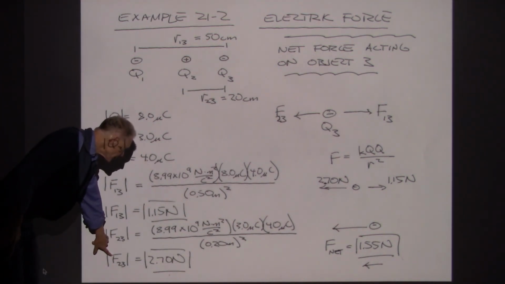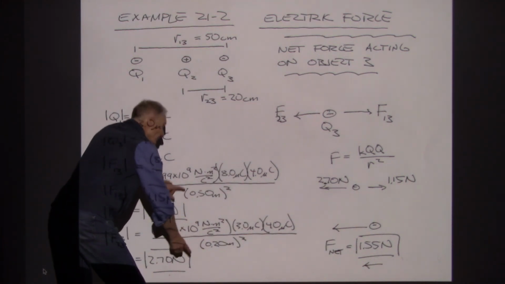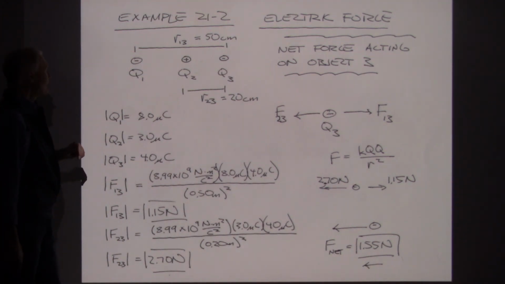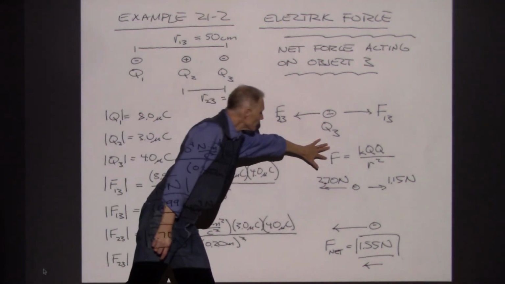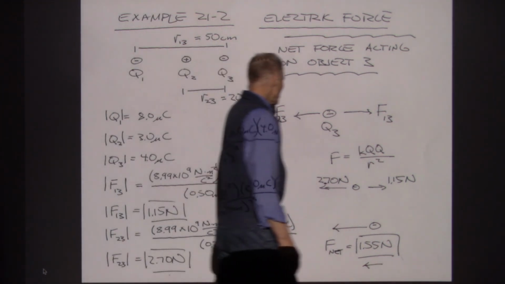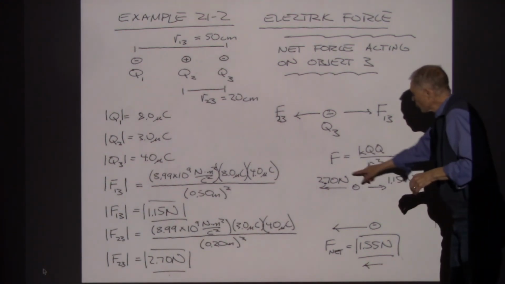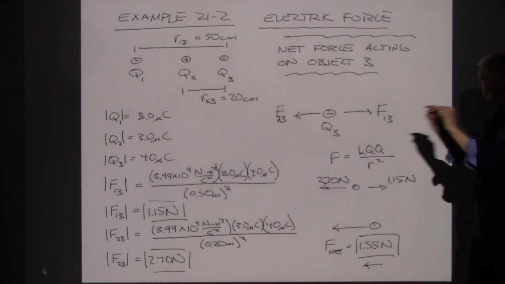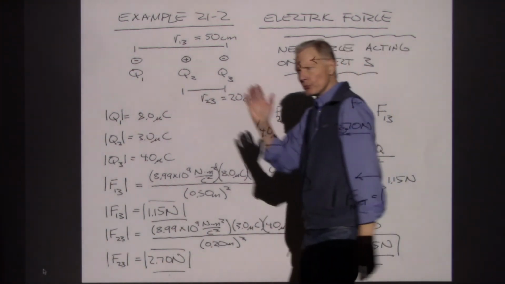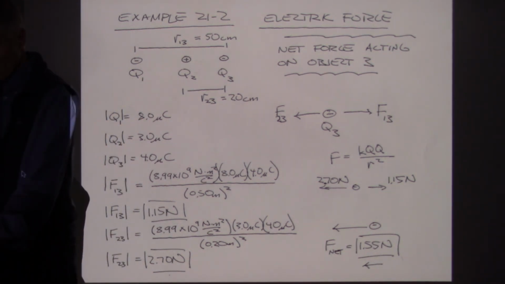For force 2,3, same calculation, except I had to change the distances and I had to change the amount of charge. So I'm plugging into the same formula for each of the forces, and what I ended up with was this force worked out to be 1.15 newtons in this direction. This force worked out to be 2.70 newtons in that direction. The net force then is 1.55 newtons over there to the left in the negative x direction.